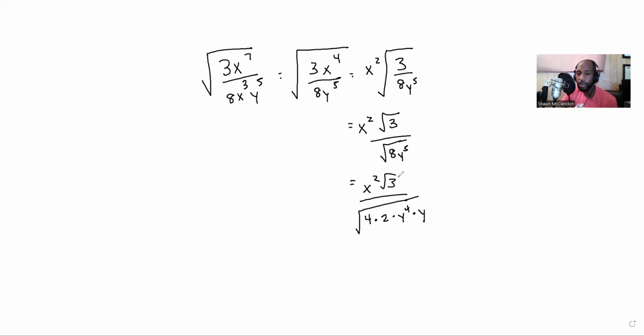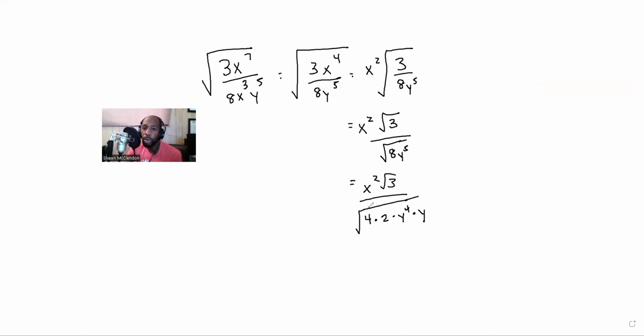4 times 2 is 8. Just keep in mind, I'm only breaking this up so that I can pull whatever I can out from underneath that square root. So this becomes x squared times the square root of 3 all over, the 4 comes out as a 2, and then y to the 4th comes out as y squared. And then what stays underneath? 2y. Okay. All right, good. So we're actually almost done.